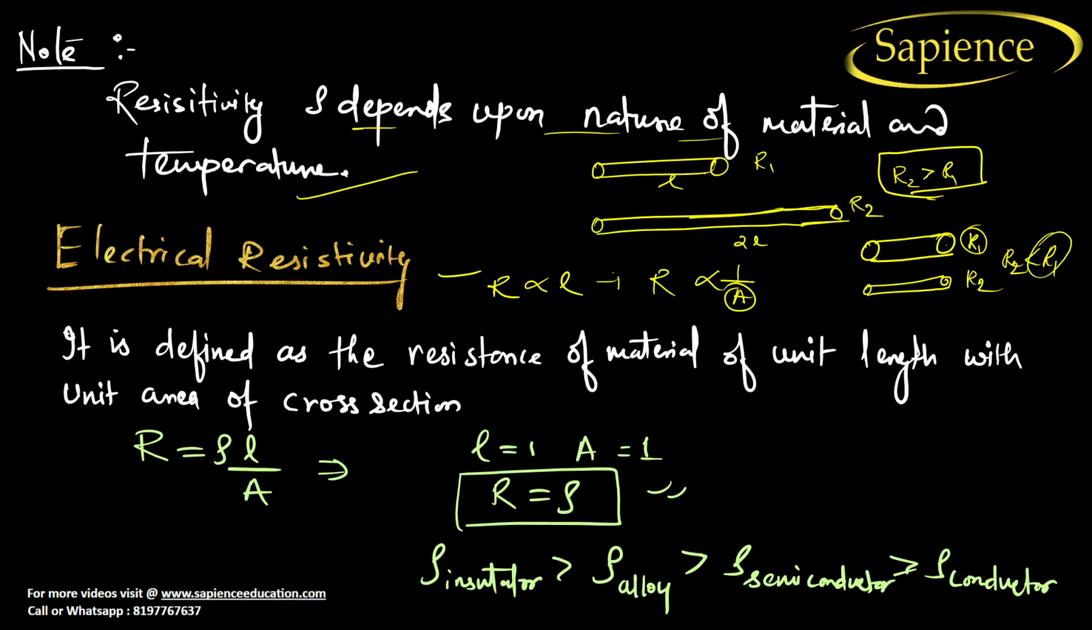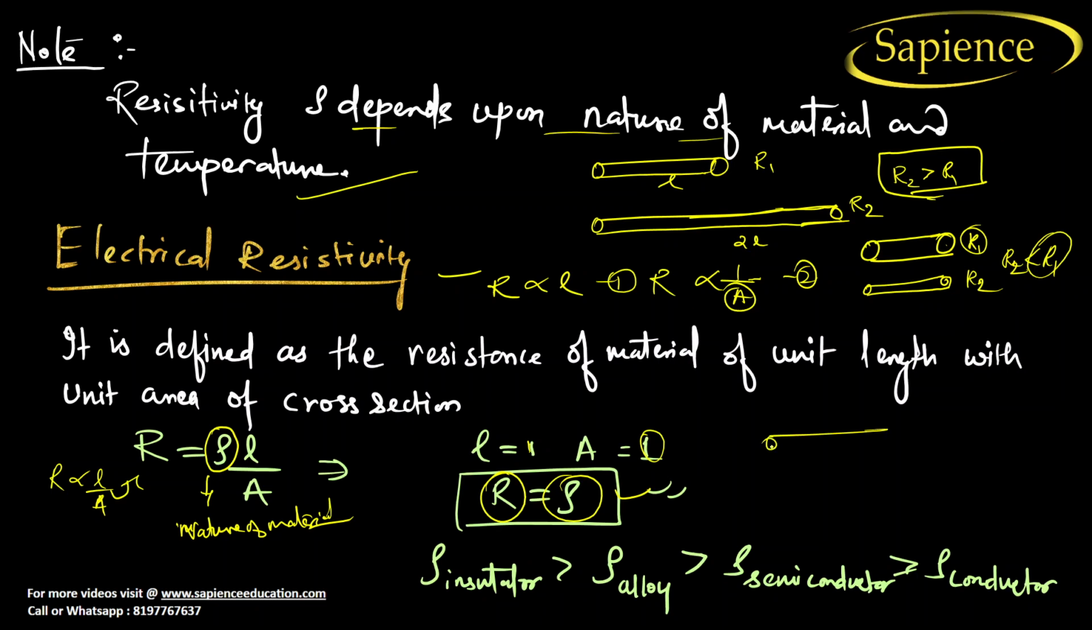So when we combine equation 1 as well as 2, what will happen? We will get R is proportional to L by A, and if you remove the proportionality constant, you will get the proportionality constant rho, and rho is called the nature of the material. So if L is equal to 1 and area is equal to 1, the amount of resistance offered will be equal to its resistivity.